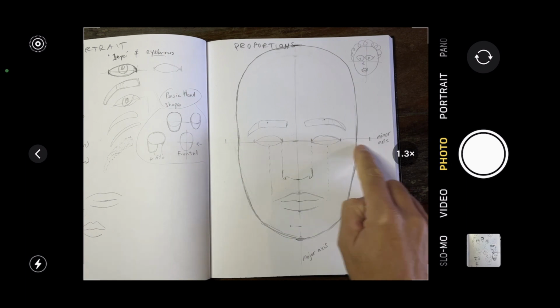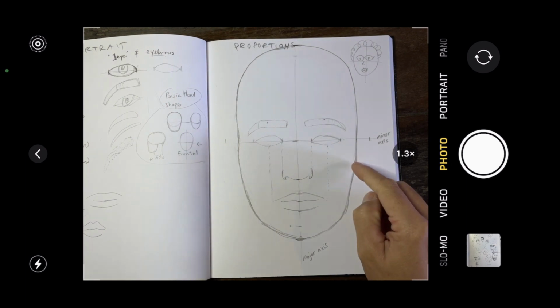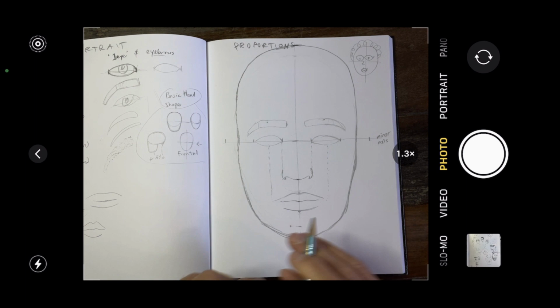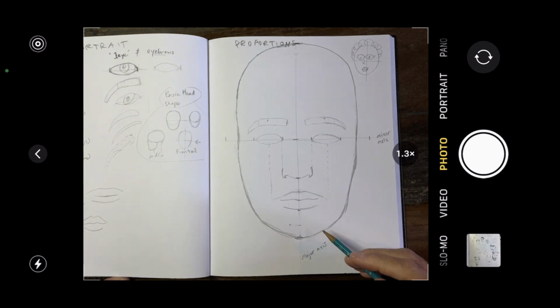Remember, eyes in the middle, right? And there's this triangle that, we gotta get the ears. Okay, let's talk about ears real quick. Then we'll draw the triangle on here again, okay?